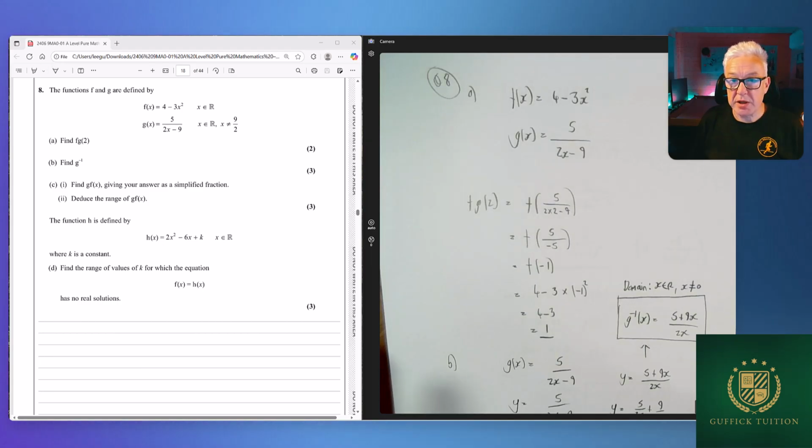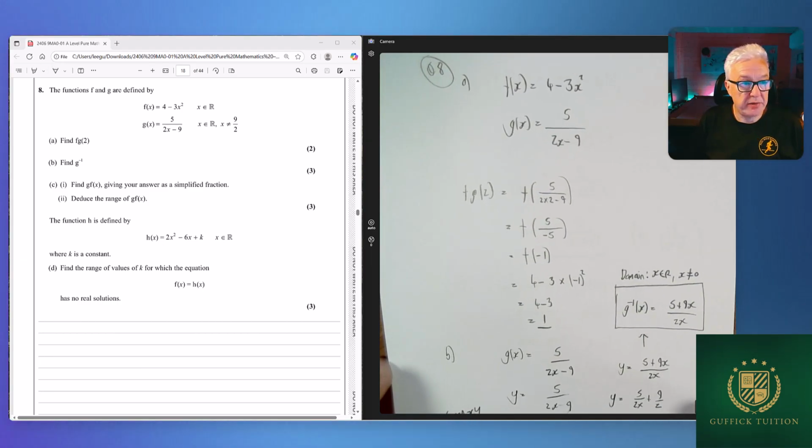Hello everyone, this is question 8 now. So let's have a look at question 8 on this paper 1 from 2024 Edexcel. And we've got a functions question.